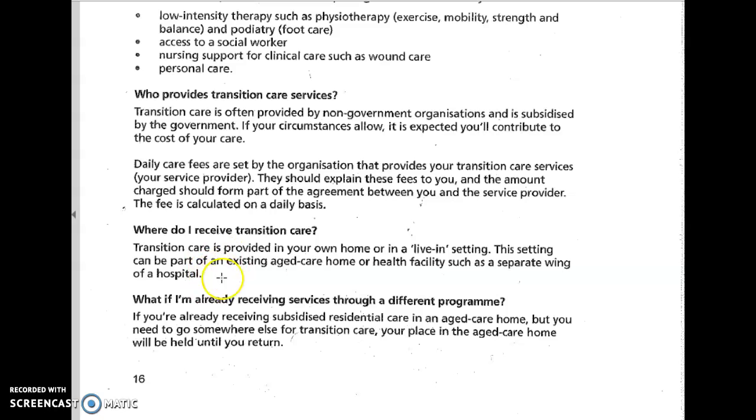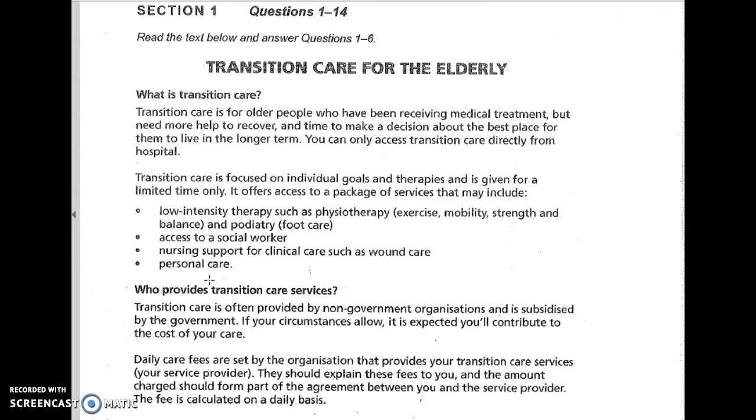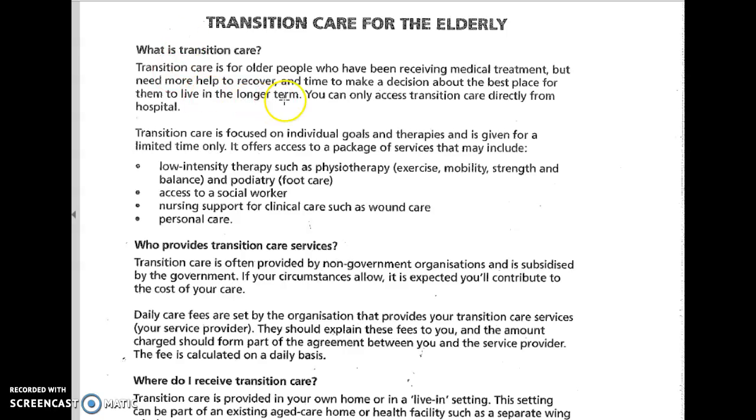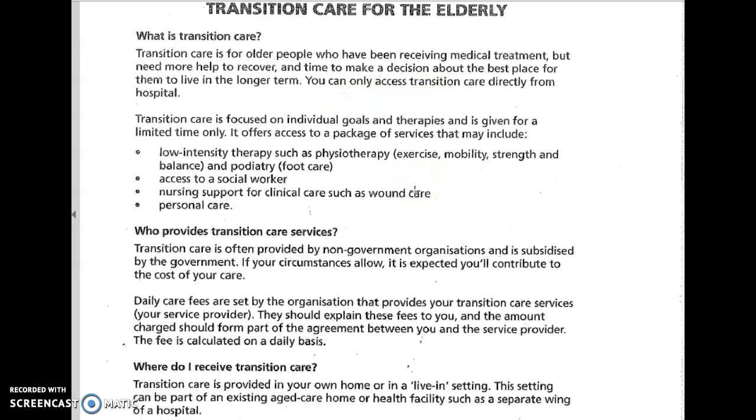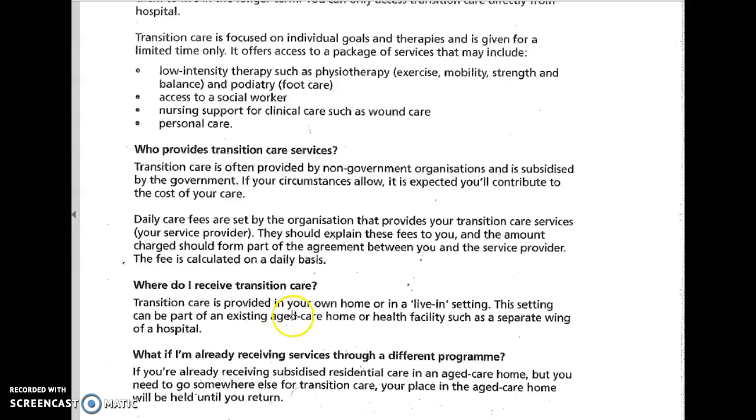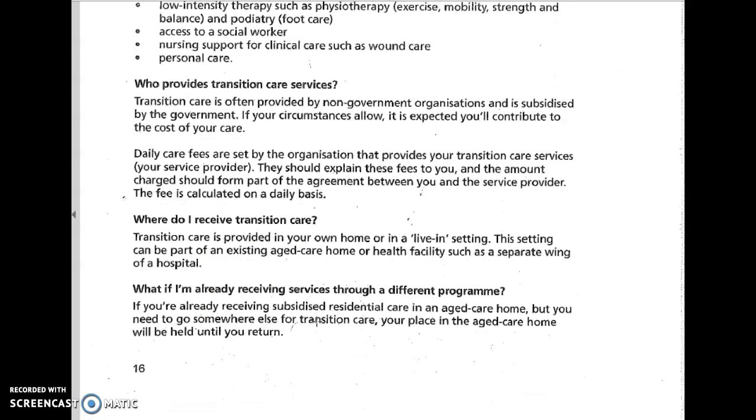So where do I receive? Let's just check this stuff as well. Transition care is provided in your own home. So it's not just a hospital. They need to recover. So you can only access transition care directly from hospital. Either you go there, or maybe depending on the case, you can also receive it at home. So in your home or in a live-in setting, this setting can be part of an existing aged care home or health facilities such as a separate wing of the hospital. So that's just a hospital, not your personal home.